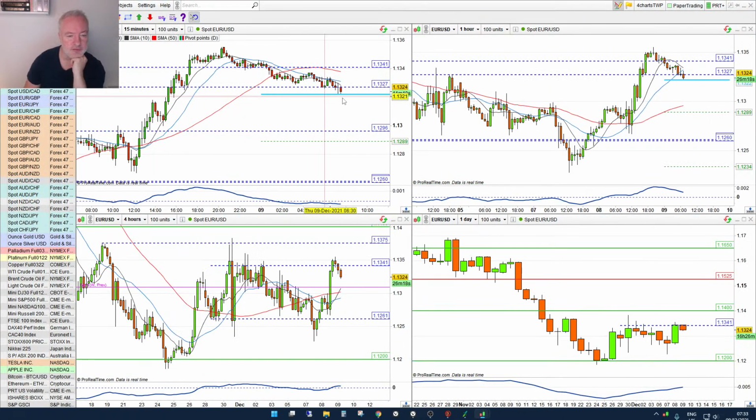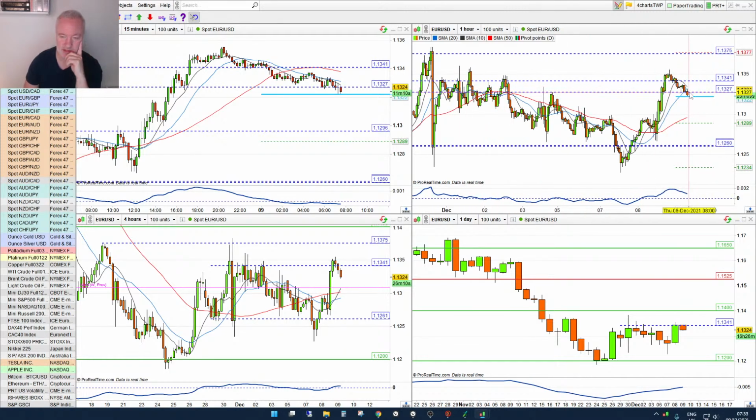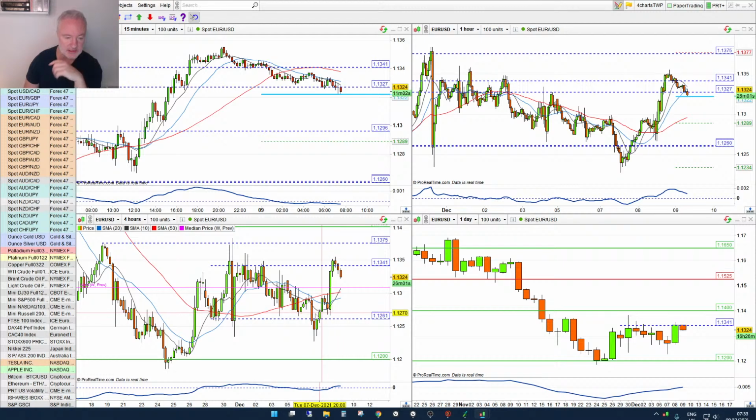Okay. So the price on Euro Dollar is coming down to the daily central pivot, which is also a support resistance level. So what I would prefer to see here is a bullish rejection of this level, and to see if that's the case.